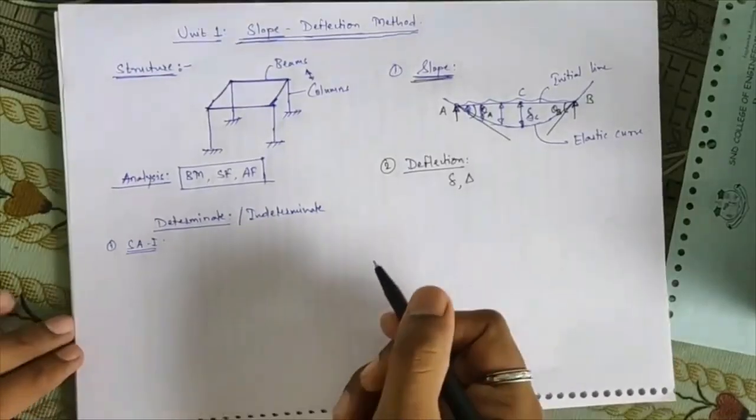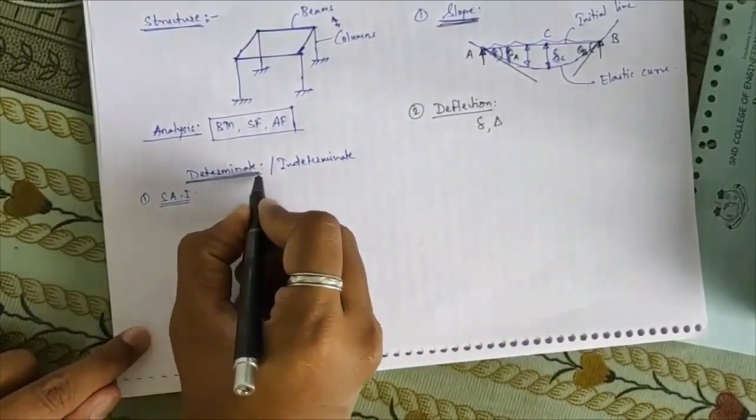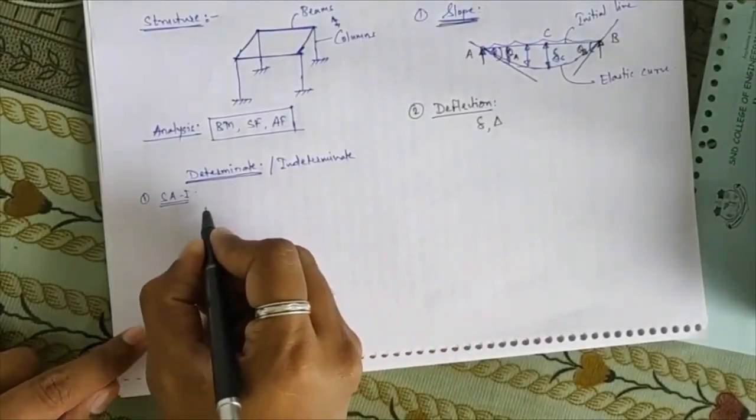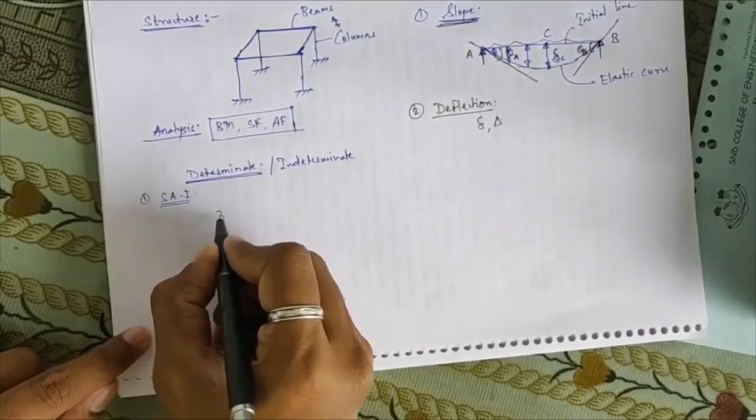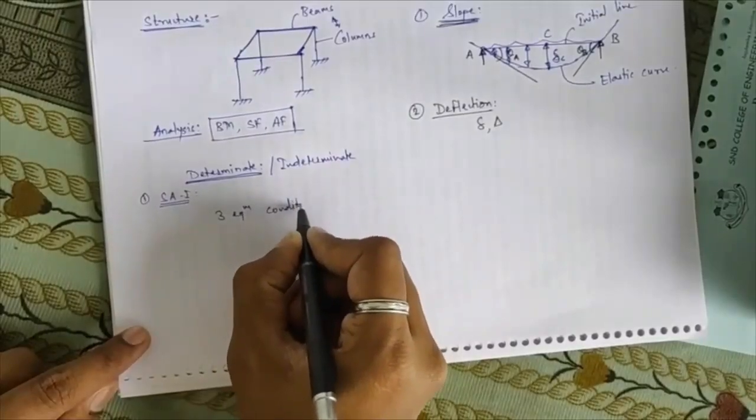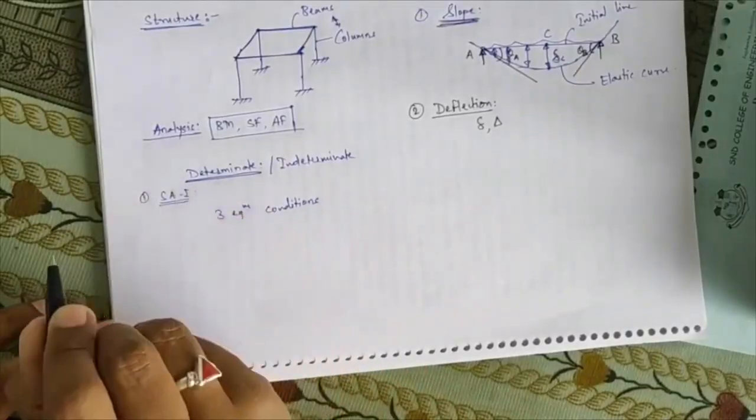Okay, so first of all, the meaning of determinate structure. What is meant by determinate structure? The structure which can be completely analyzed by using three conditions of equilibrium, that is, three equilibrium conditions which are sufficient to analyze that structure, we will call that structure a determinate structure.